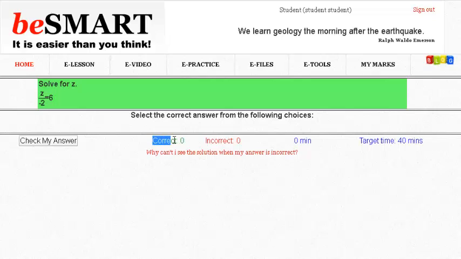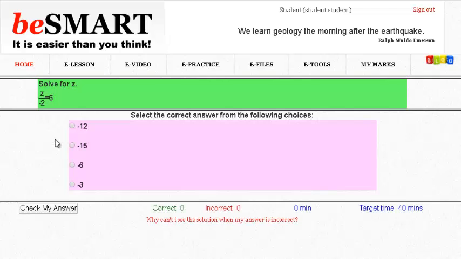This tells you how many questions you have answered correctly, how many questions you have answered incorrectly, how many minutes you have spent on your homework so far, and how many minutes you have to do the homework. The target here is 40 minutes. So let's assume we solve this one and we found that z is equal to -12. -2 times 6 is -12. When you are done with solving, you click on check my answer and you will see all the answers here.